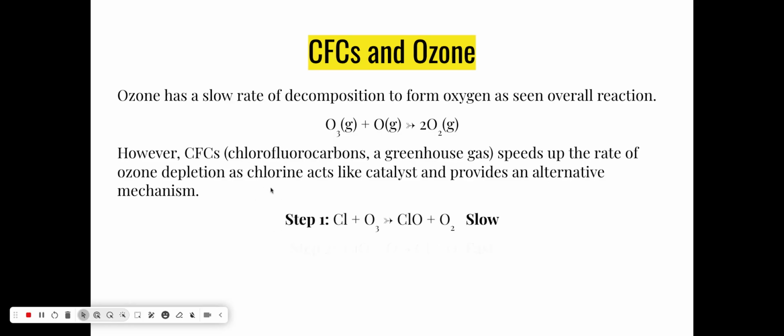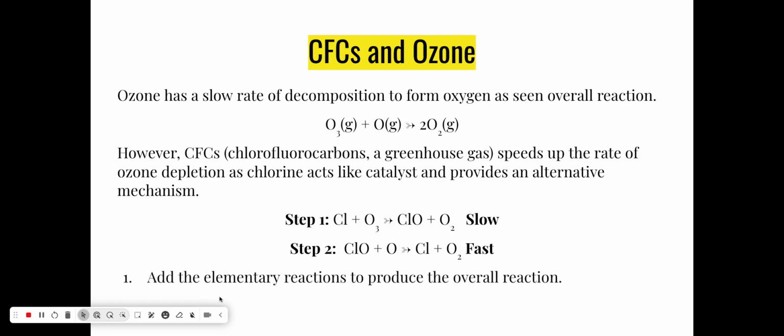So here's what happens when this reaction is catalyzed. This chlorine here is coming from our chlorofluorocarbon. It's going to react with ozone, and then it will form chlorine monoxide plus oxygen gas. That's the slow step. And then ClO reacts with oxygen atom to form Cl and O2. Now, we need to add the two chemical reactions here to produce the overall reaction. And then we're going to determine the rate law for the catalyzed reaction.